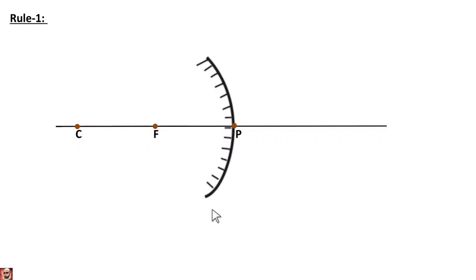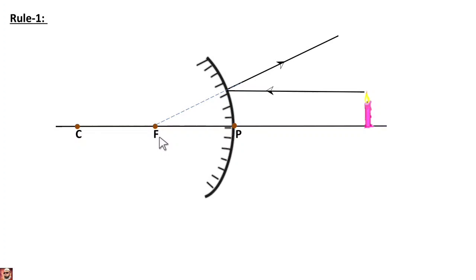The first rule, what it says: we have to consider when the incident ray is parallel to principal axis. In this case, it is a diverging mirror, as we call it. When the light falls on the mirror, it diverges like this. But there is no chance of passing through focus. So that's why we have to extend it. When you extend this reflected ray back, you can see that it is passing through focus. It means in this case, we say the reflected ray appears to pass through focus.